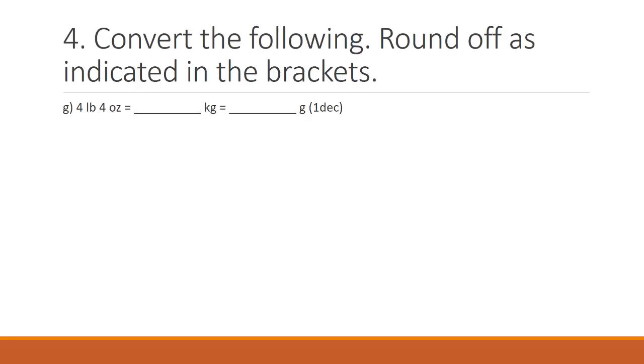Our next question, 4 pounds, 4 ounces. Let's convert that to kilograms. And then let's take that same 4 pounds, 4 ounces and convert it to grams. To make things a little bit easier, knowing full well that working with decimal equivalents is easier because we can use the old calculator, let's convert 4 pounds, 4 ounces into its decimal equivalent in pounds.